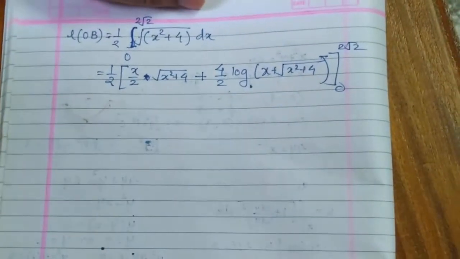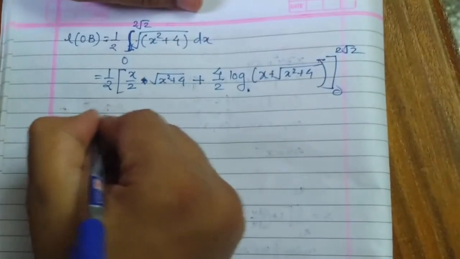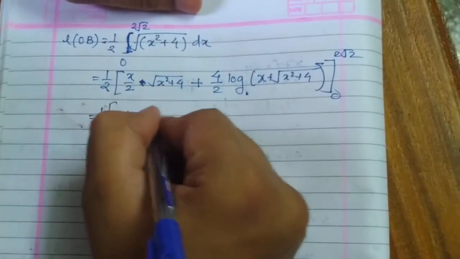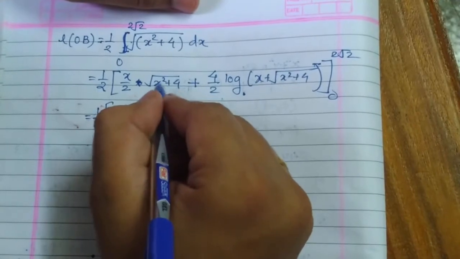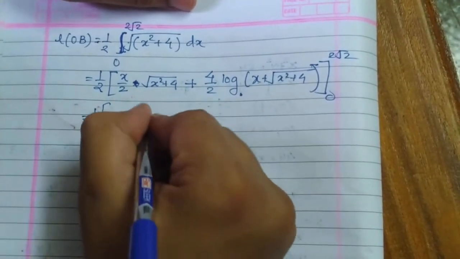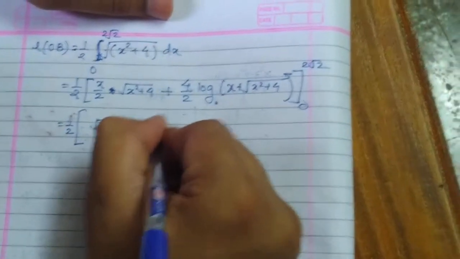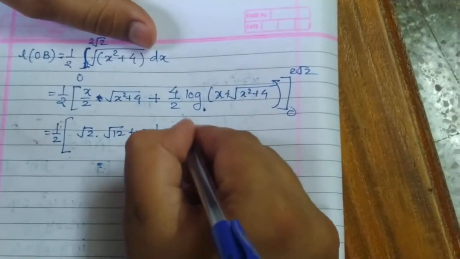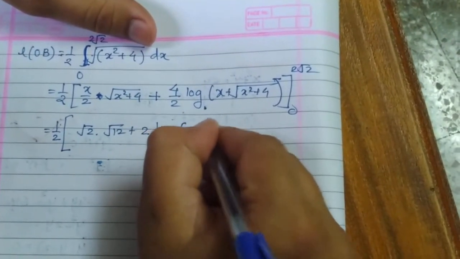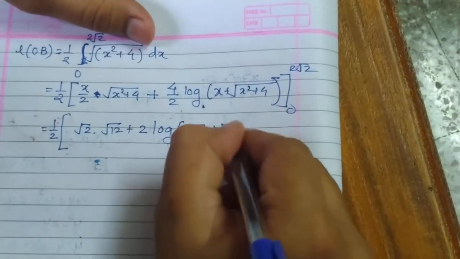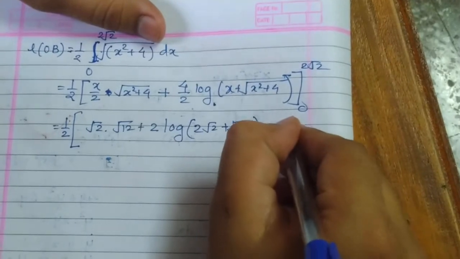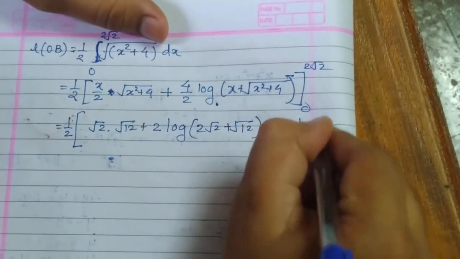Now substitute the upper limit and the lower limit. What I am getting is 1 by 2 as it is, root 2, this becomes 2 root 2 square, that is 8, 8 plus 4, that is 12, so root 12, plus 2 into log of the value 2 root 2 plus root 12, and for the lower limit the value becomes 2 log 2.